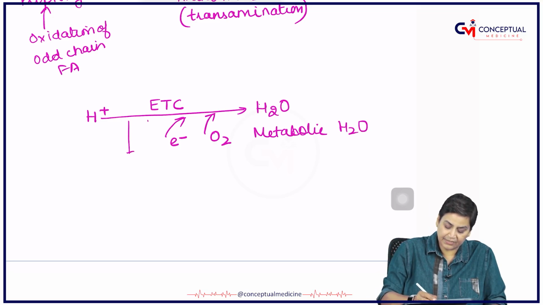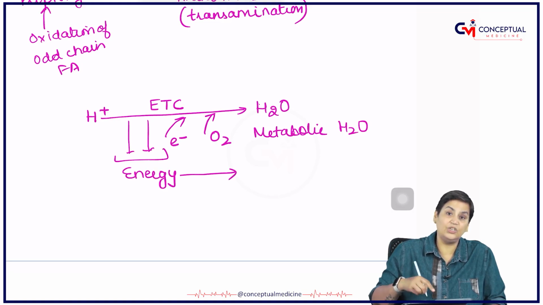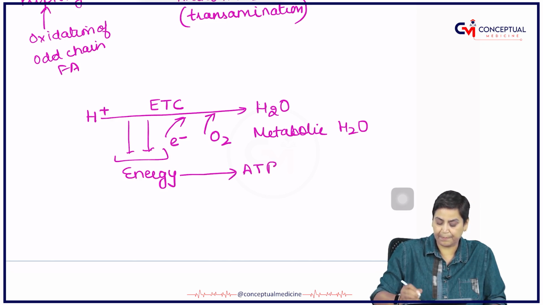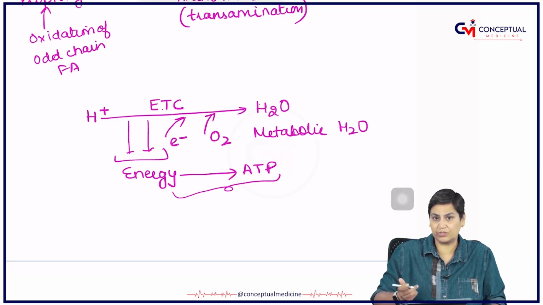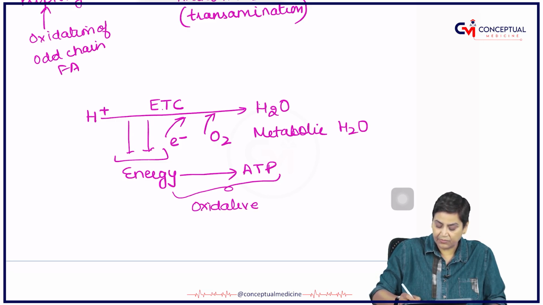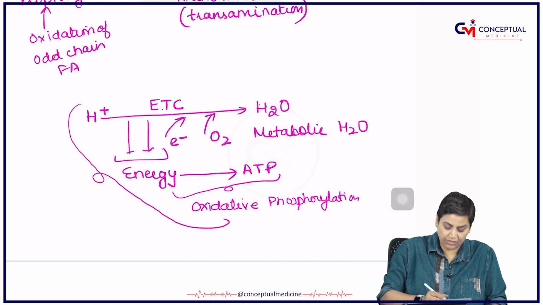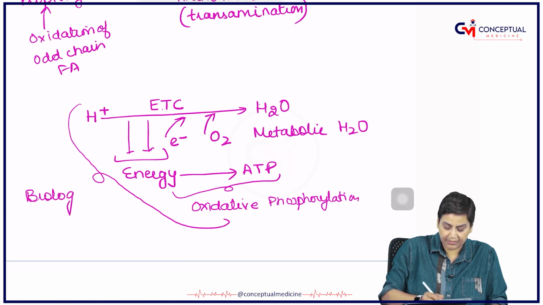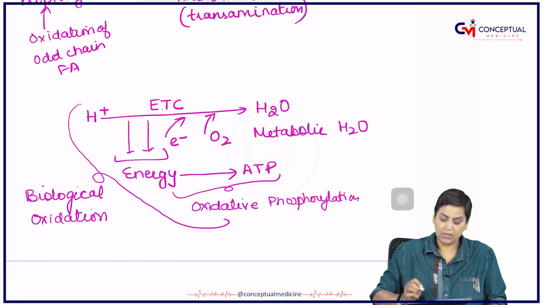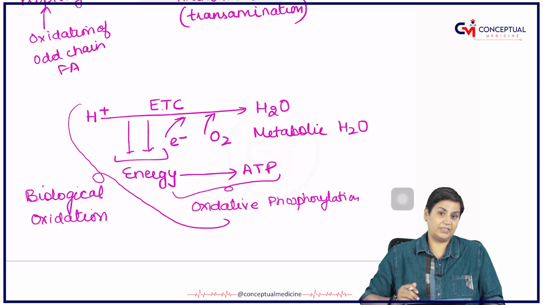And whatever energy is being liberated at every step, this energy is utilized to form ATP. So this electron transport chain and the synthesis of ATP are two coupled processes. Synthesis of ATP is known as oxidative phosphorylation, and this combined is known as biological oxidation. So this is the importance of TCA cycle.